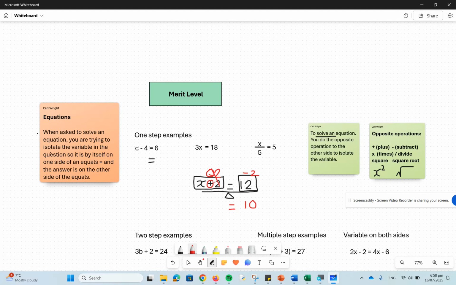There's no plus 2 anymore, it's just x by itself. So what have I done? I've managed to get x by itself on one side, and the answer to what x must be equal to on the other side. So now I've solved it. X must equal 10. Okay, so by doing the opposite of plus 2 to both sides, it cancelled out. The plus 2 and minus 2 cancel out, so it's 0. And on this side, it gives me the answer.